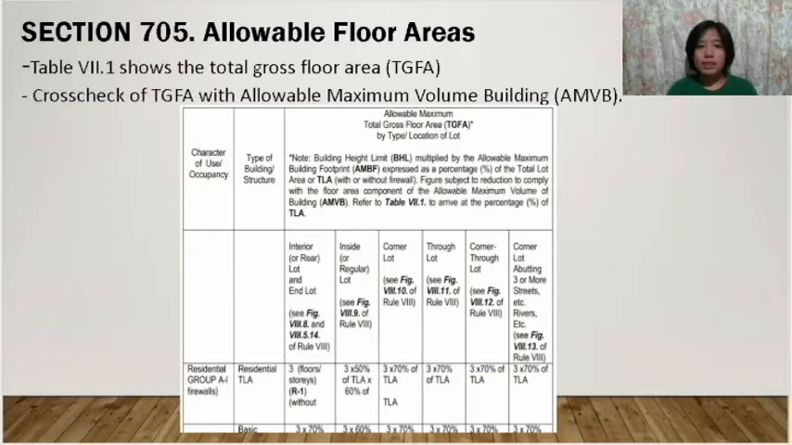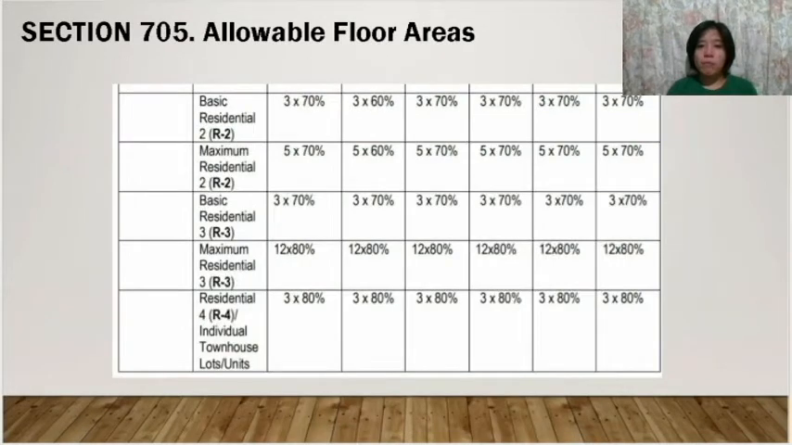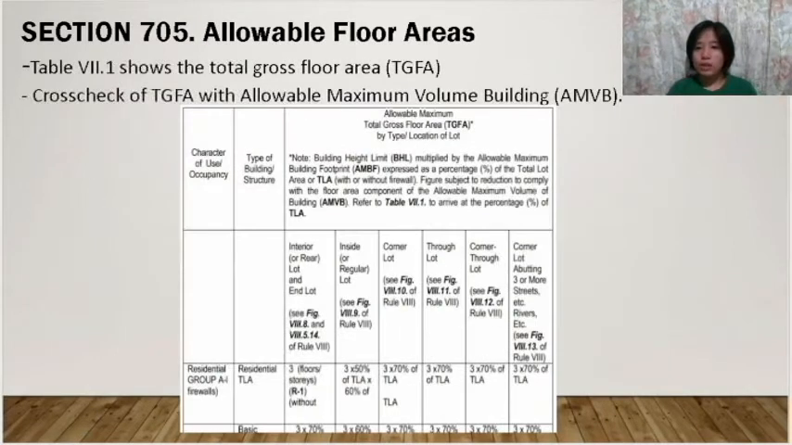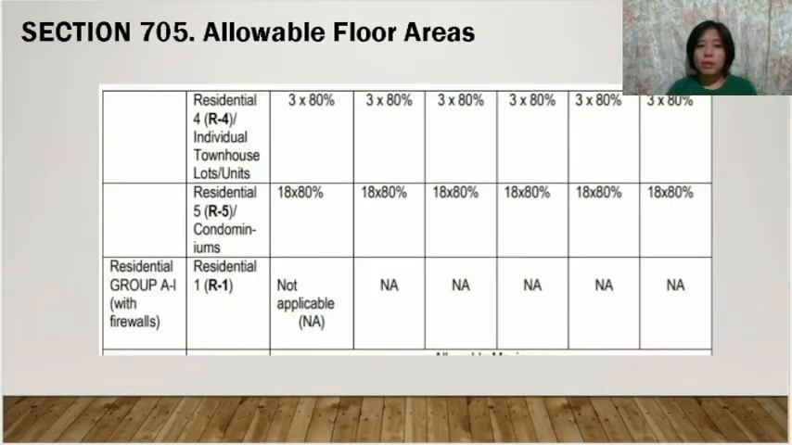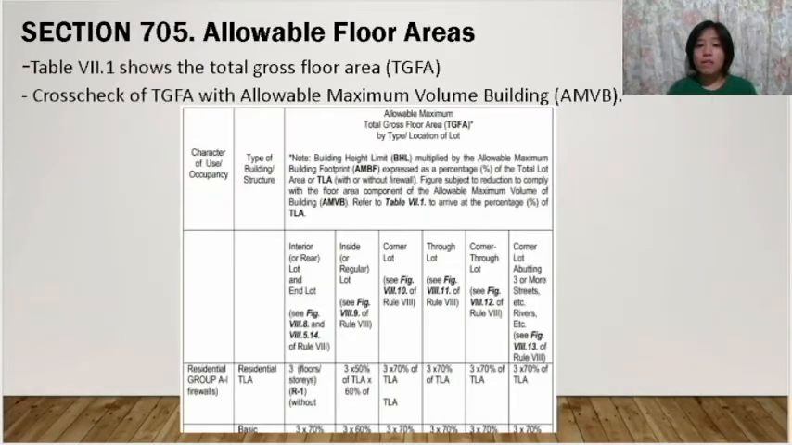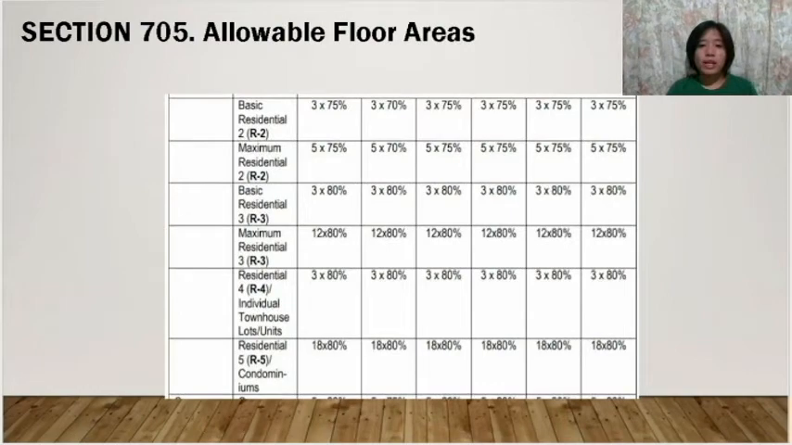So as you can see here in the table, we have multipliers 3, 5, 12. This represents the number of floors on the building, and the percentage 70%, 80%, 60% are the AMBF or the maximum building footprint expressed in percentage of the total lot area TLA. In this PowerPoint, we only focus on the residential calculation of the TGFA. There are more of this table pertaining other parts of other different occupancies.